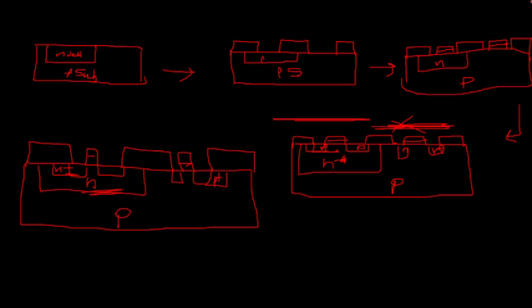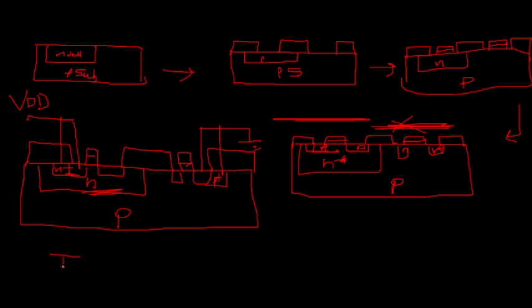The source and substrate of the PMOS will be connected to VDD, and here the source and substrate of the NMOS will be connected to the ground. So this is your N-well process. Initially I discussed the P-well process.